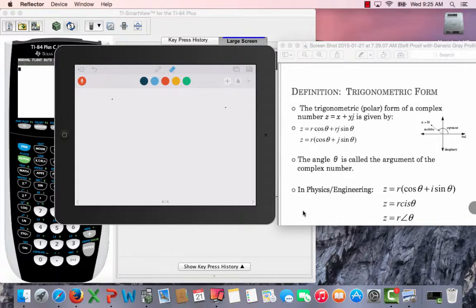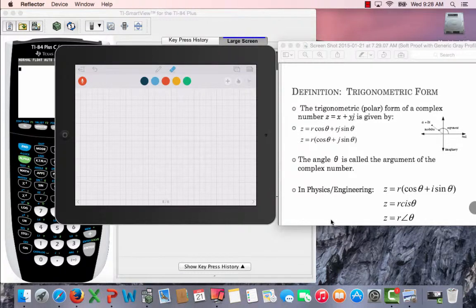I'm going to go through how to take polar... We're going to talk about complex numbers and how to turn them into the different forms and then show you how to use it on the calculator.